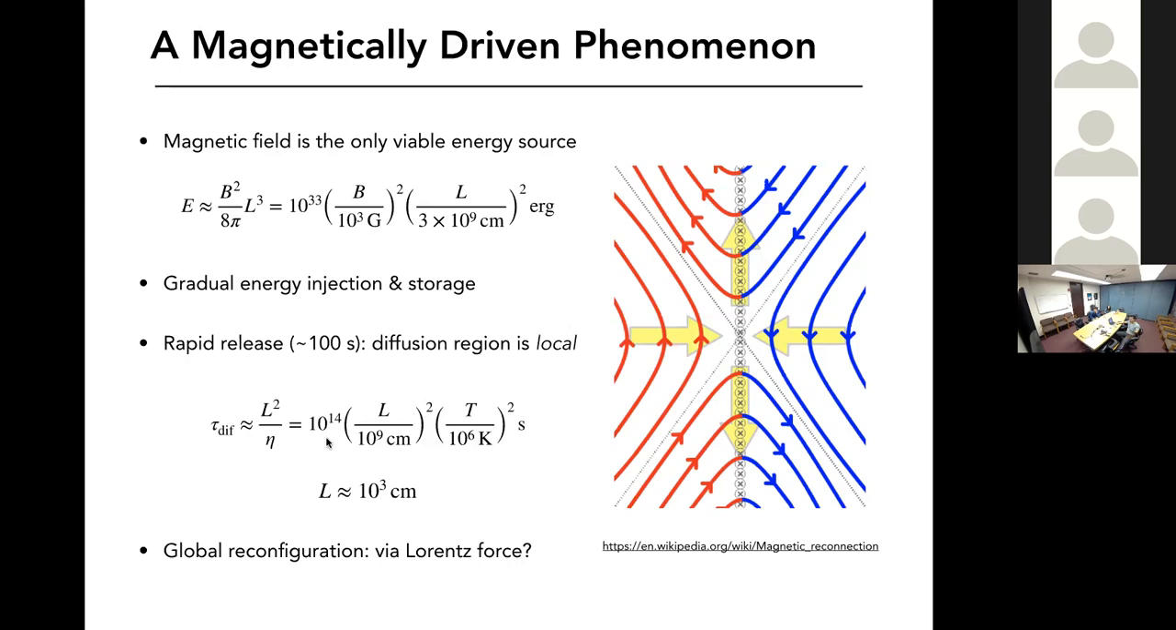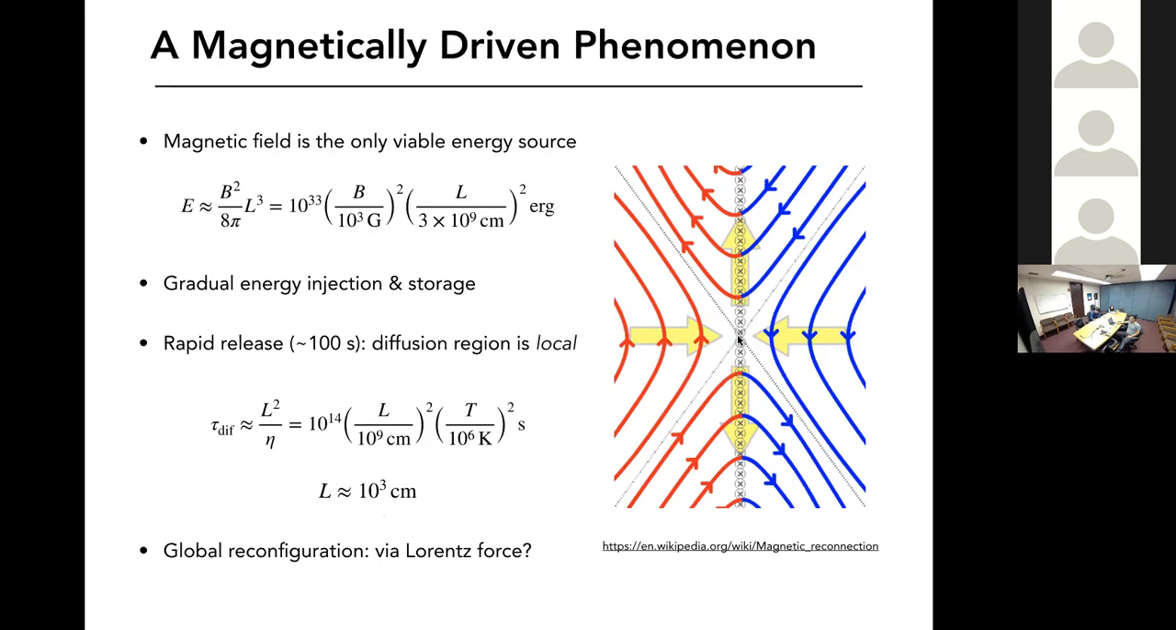corona, the diffusion happens on a time scale of 100 seconds. So the way out of this is either you have an extremely high temperature, which is unlikely because we don't observe it, or the other possibility is you make the diffusion region very, very localized. So in order to get the diffusion time scale down to 100 seconds, by virtue of this back of envelope estimate, you will have a spatial scale of about 10 meters.